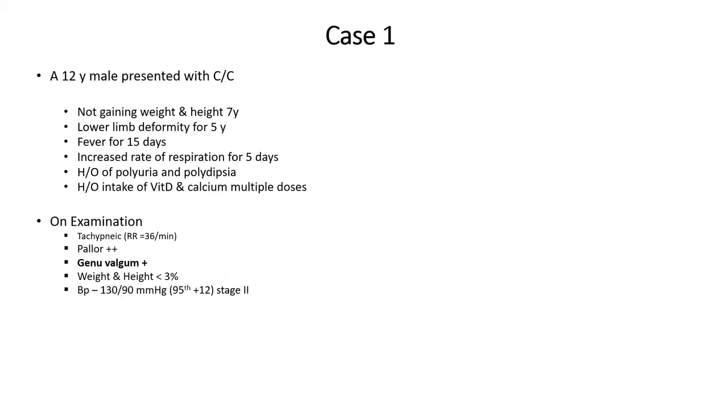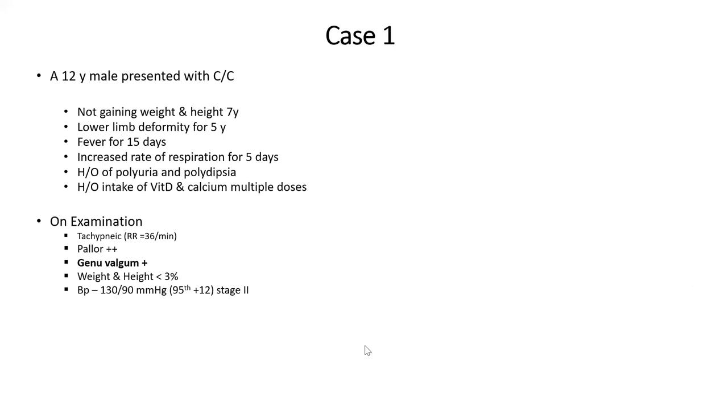A 12-year-old male child presented with chief complaints of not gaining weight and height for 7 years. He has had a lower limb deformity for the last 5 years. At this time, he presented with fever for 15 days and increased rate of respiration for 5 days. There is a history of polyuria and polydipsia.